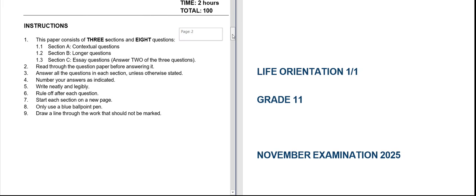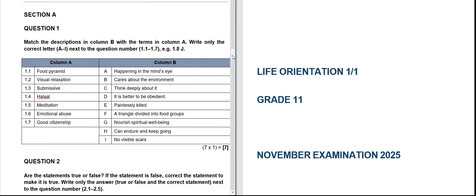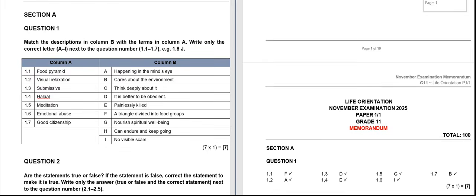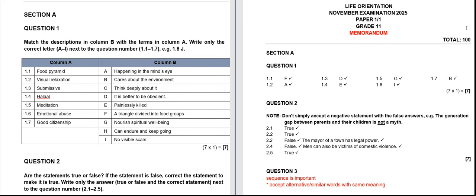So moving on to the first part of our question paper, we have question 1. Match the description in column B with the item in column A. Within the context of this video, we are only going to present the questions and the answers. According to our marking guideline, we have our answers as presented: 1.1 F, 1.2 A, 1.3 G, 1.4 E, 1.5 G, 1.6 I, 1.7 B. So this is what we have.